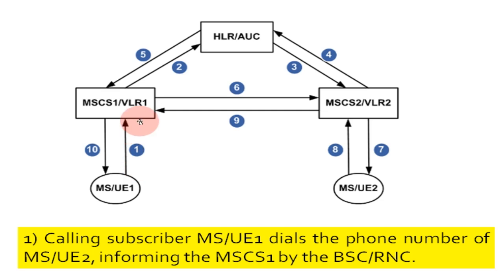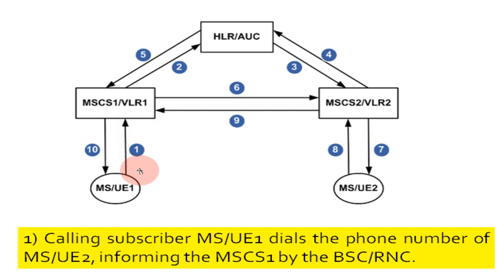So in step 1, what do we have, dear friends? In step 1, the calling subscriber MS1, which we have here, is going to dial the number of MS2. First of all, MS1 is under the coverage area of a particular BTS. That particular BTS is equally linked to a particular BSC, and that BSC is linked to MSC1. So the MS1 does not directly connect to the MSC. It passes through a BTS and a BSC before being connected to the MSC.